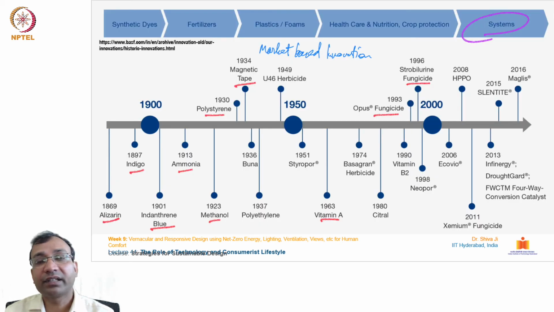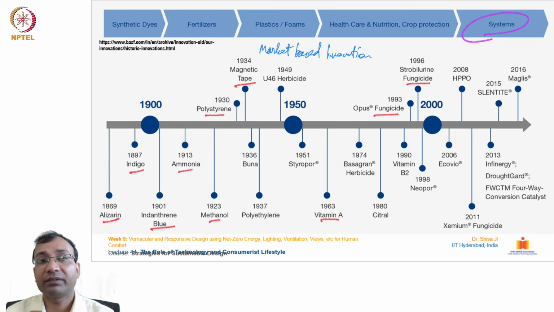You see this table over here. This is taken from the BASF website. From 1869 onwards, you see they have listed disruptive, innovative products, the materials that this company has launched in the market, and they are the materials which have facilitated several types of adoptions and products in the market later on.